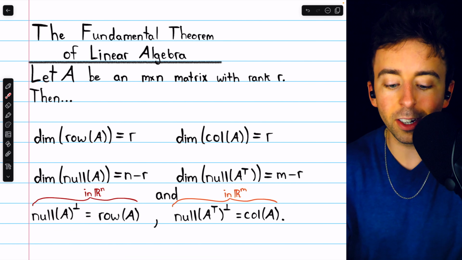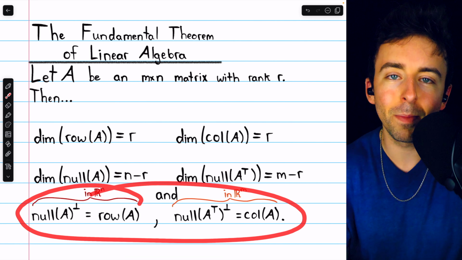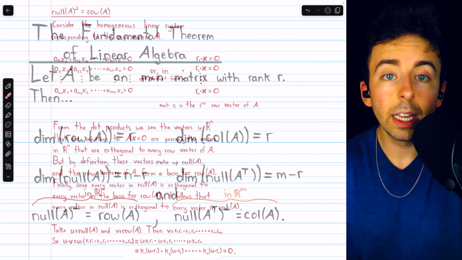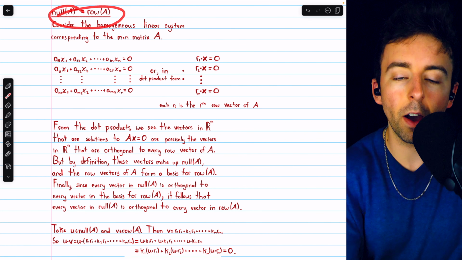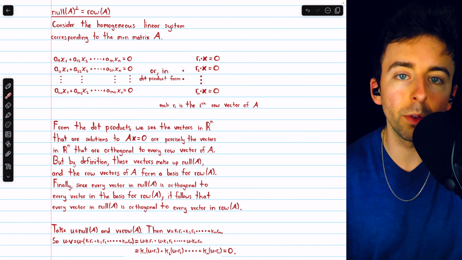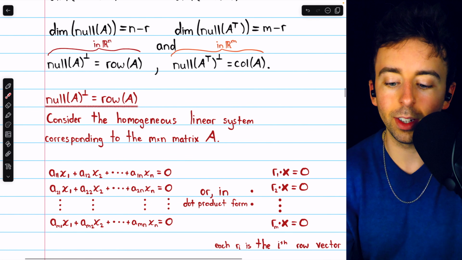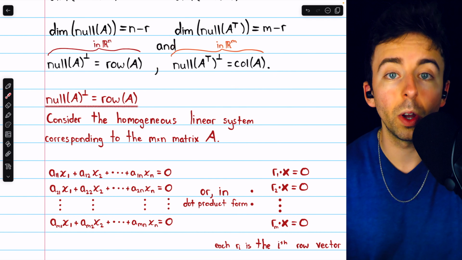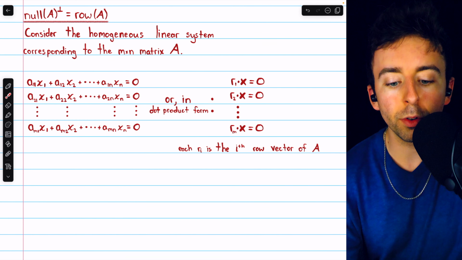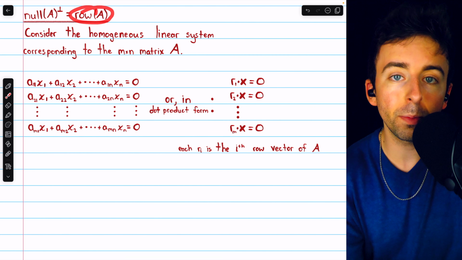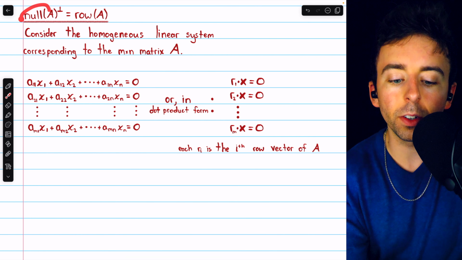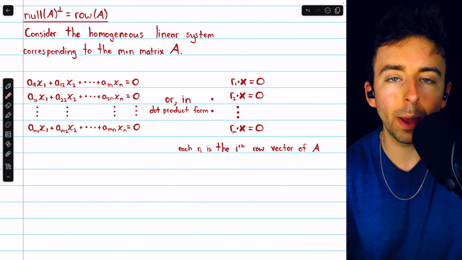So what remains for us to do is to prove this part about the orthogonal complements. Here's the proof of the first orthogonal complement relationship, and we'll go through the details of this. Once we prove this, it will easily follow that the second relationship is true as well. So what we need to do is prove that every vector in the row space of A is orthogonal to every vector in the null space of A.